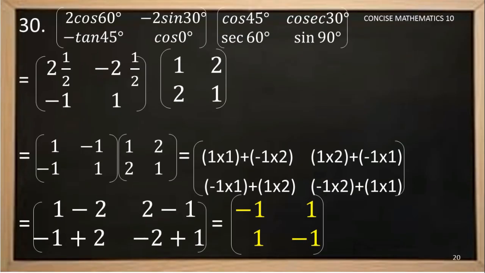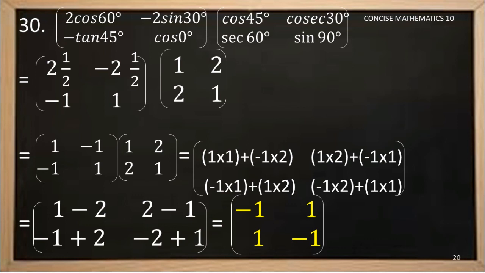Question number 30. The values are given with trigonometric values. So it is necessary to write down the values of trigonometry. That is, first it is 2 cos 60. Cos 60 is 1 by 2. So the first element will be 2 into 1 by 2. The second element is minus 2 sin 30. So value of sin 30 is 1 by 2. Hence it is minus 2 into 1 by 2.